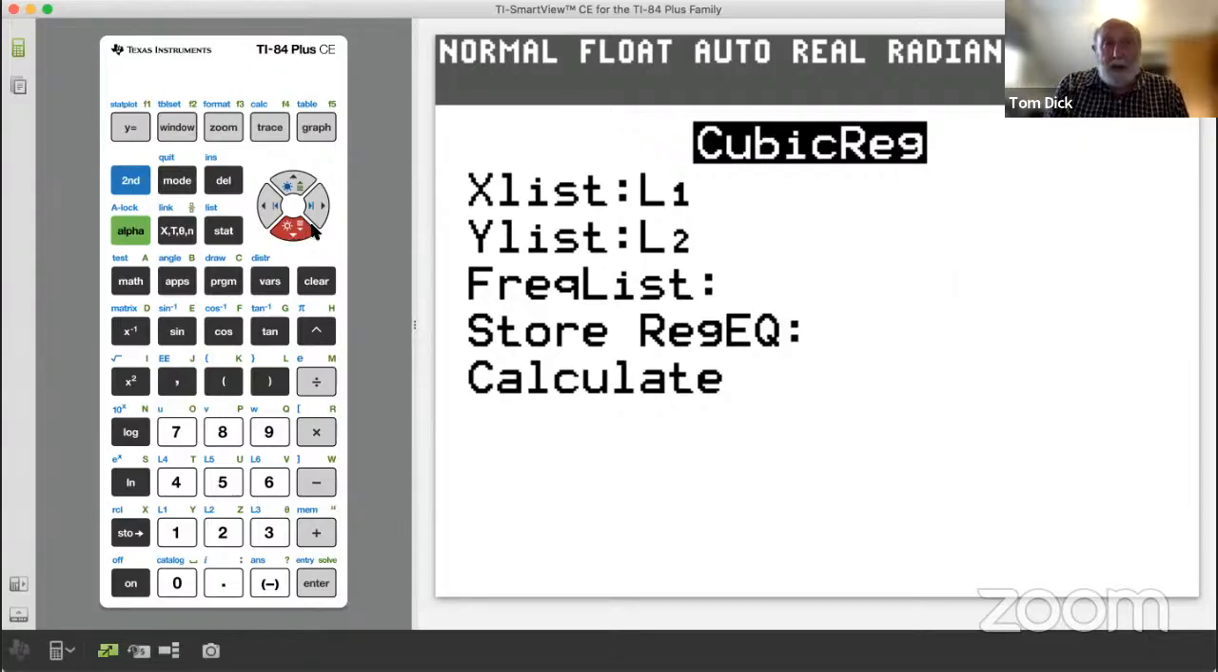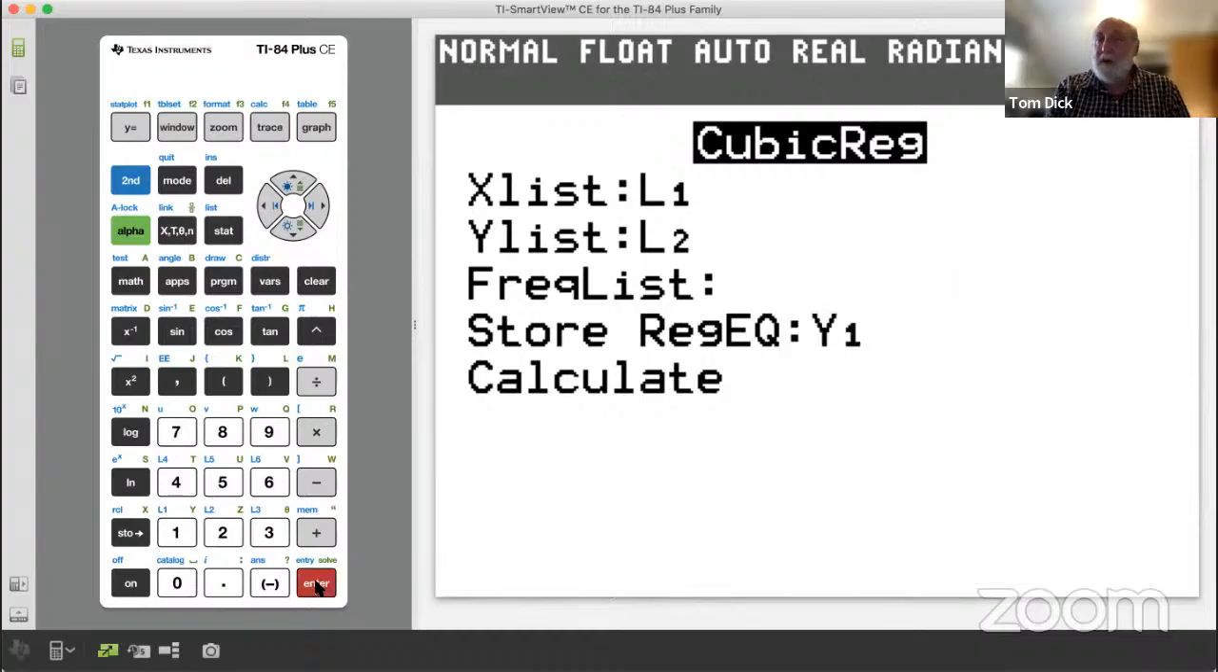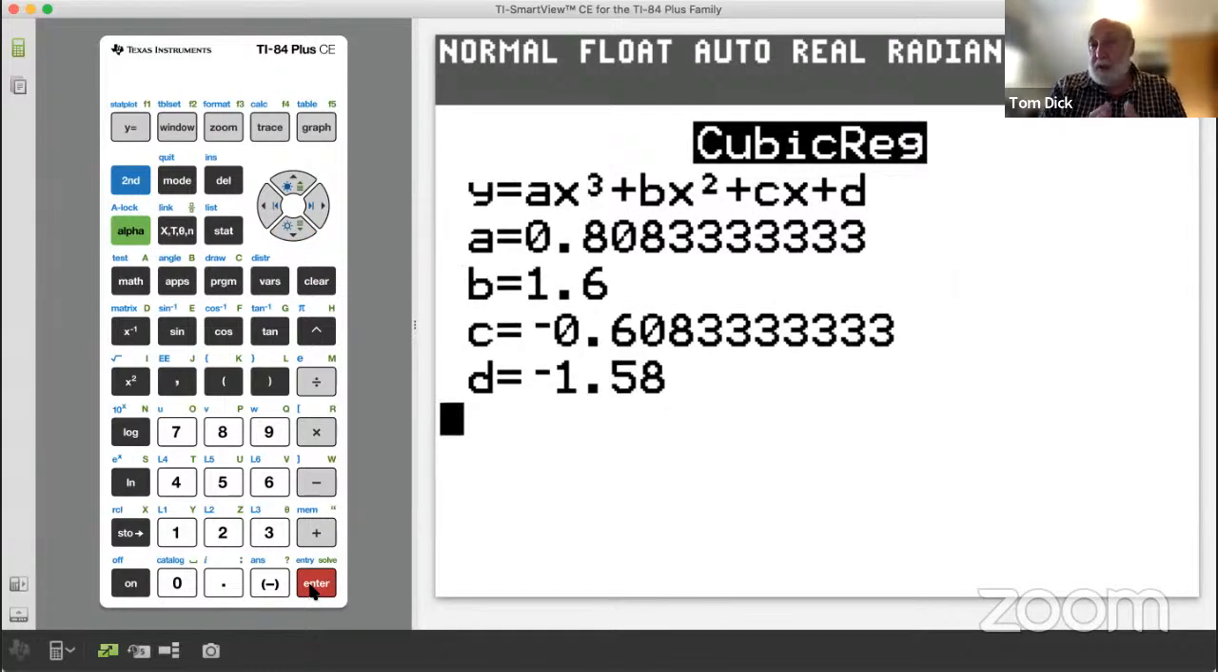So here, let's see, a shortcut. We can either pick up vars and get our Y menu that way, or we can do alpha of trace, which brings up the Y menu real quickly there. So I'll just go ahead and put Y1. And then finally, we'll highlight calculate and let it do its work. And boom, there it is.